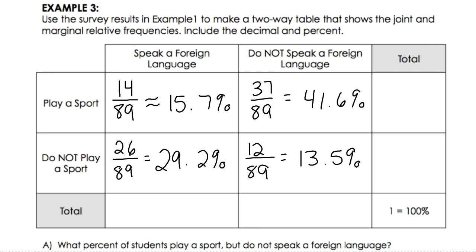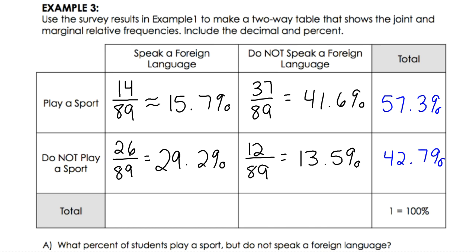Taking the raw data, converting it into a percentage. From there, we find our marginal relative frequencies by adding columns or the rows. So for plays a sport, if we add up 15.7%, 41.6%, we're at about 57.3% for our marginal relative frequency. Same thing for the do not play a sport column or row. That would be about 42.7% when I combine the 29.2 and the 13.5.